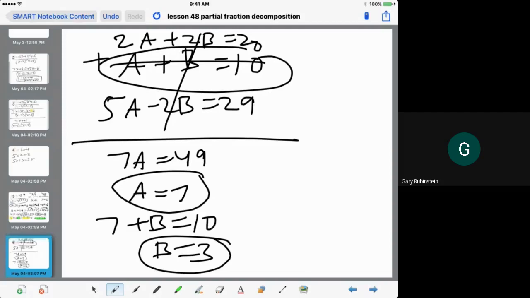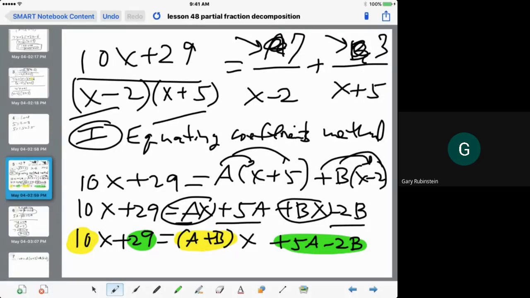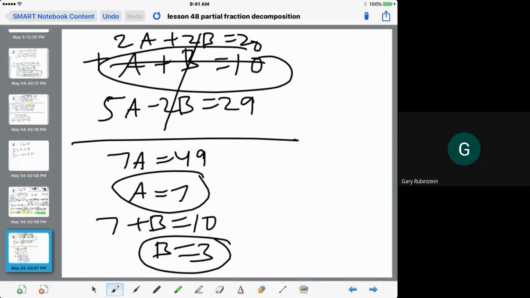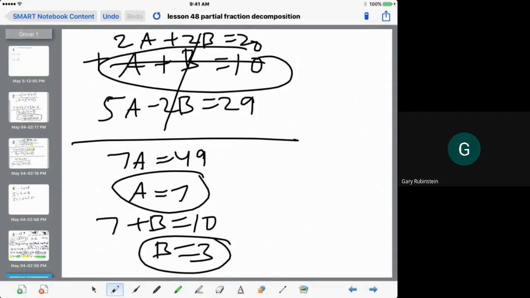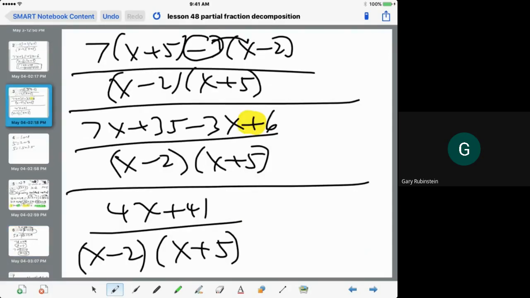And that is the answer. We can come back over here and change this to a 3, and that to a 7. And if you understand that, you've done your first partial fraction decomposition. Why don't I have you take a minute to do method number 1 with the other equation. Remember that one turns into 4x plus 41?